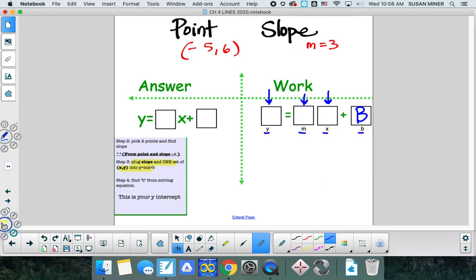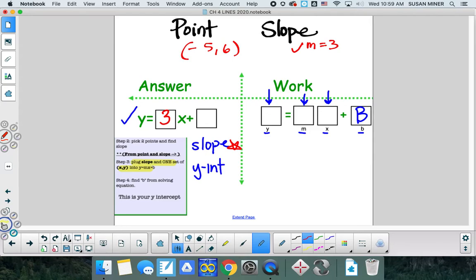And remember, b is the letter that we use to represent our y-intercept. And so that's what I'm going to be looking for. My answer is going to be the equation. So once I know the slope and the y-intercept, right, those are the two things I need to be able to write this equation, then I'll be done. Well, I already know one of these things because it was given to me, right? The slope here is 3, and so I can put that in my equation right away. That was part of the information that was given to me. The other part of this, my y-intercept, I have to solve for.